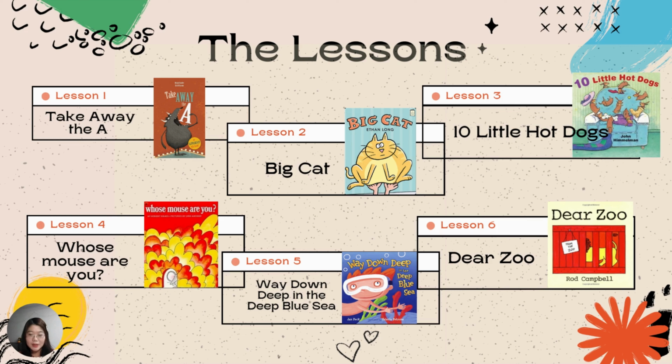And then lesson 6 is Dear Zoo. So students can learn land animals and also the adjectives to describe those animals. And also they can use a repetitive sentence to help them to describe their feelings about the animals or describe the animals' outlook, something like that.